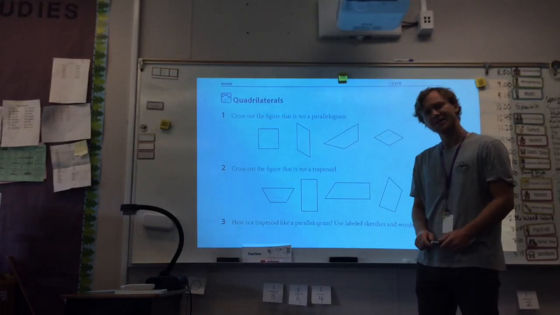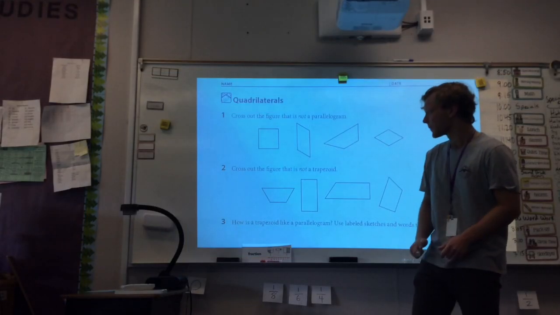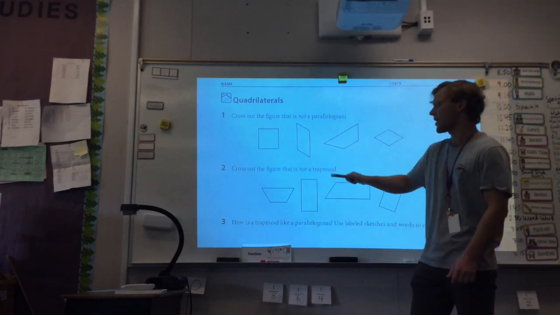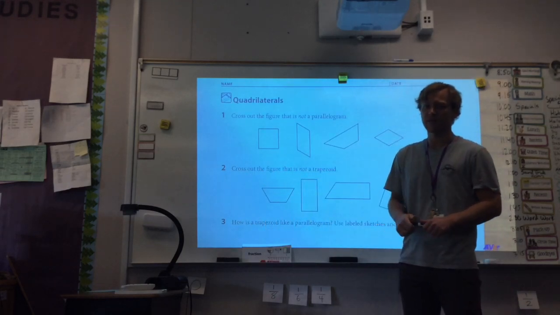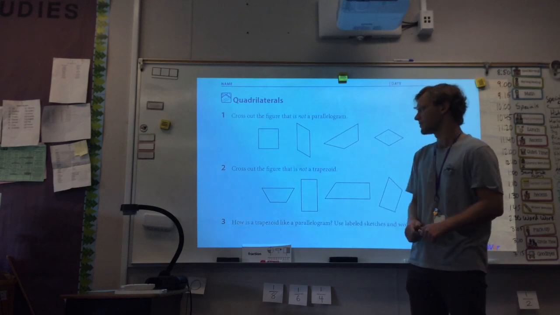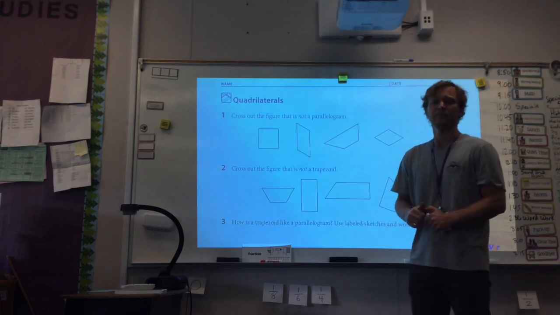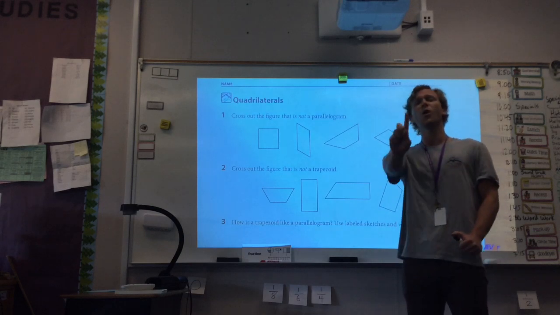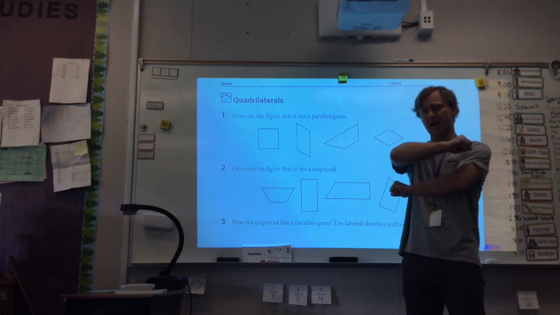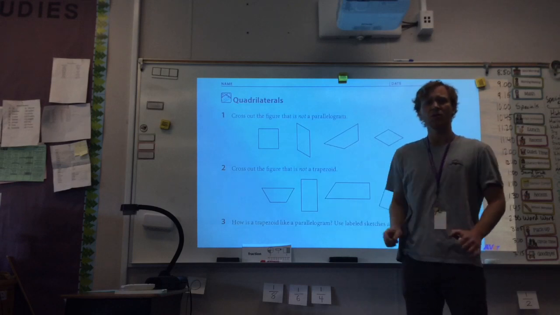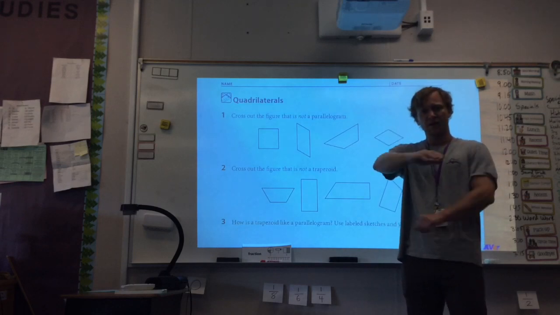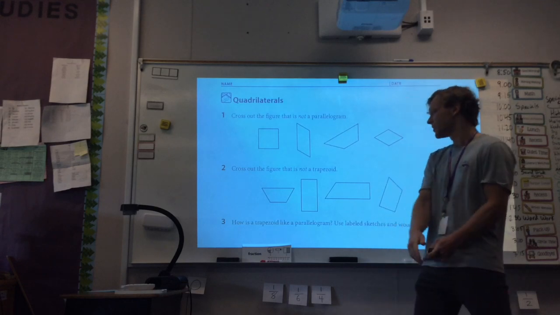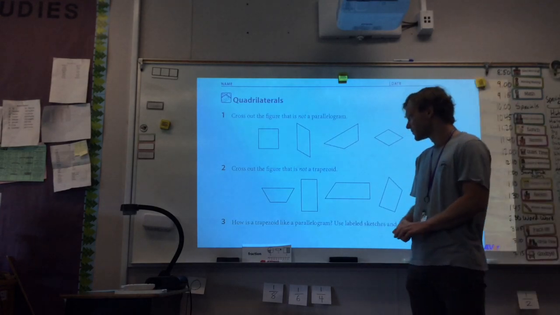Okay, mathematicians, let's look at question number 2 together. Cross out the figure that is not a trapezoid. So a trapezoid is very similar to a parallelogram, except that it only has 1 pair of parallel sides, okay? A trapezoid only has 1 pair of parallel sides, whereas a parallelogram has 2. So let's look at our figures here.